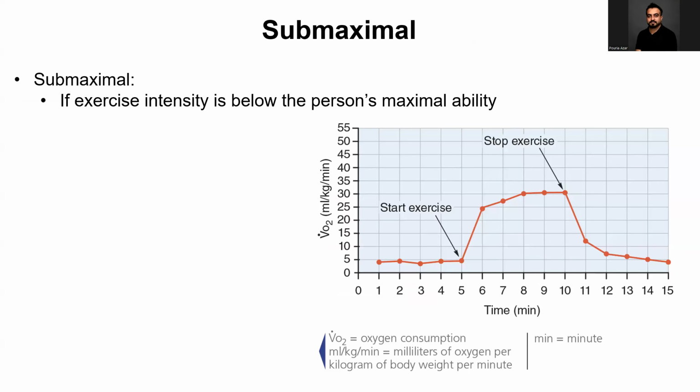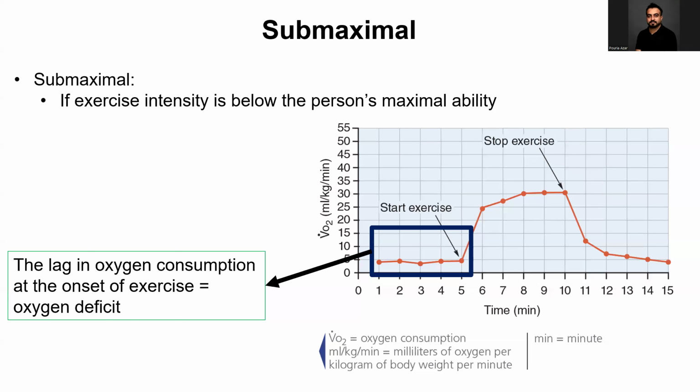Now we have submaximal energy consumption, submaximal oxygen consumption. If exercise intensity is below the person's maximal ability, it's called submaximal. And here in this part, there is a lag in oxygen consumption at the onset of exercise, which is also called oxygen deficit. That's where exercise starts. So there is a lag in oxygen consumption.